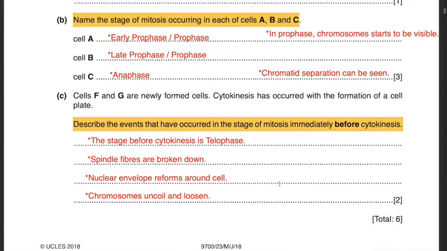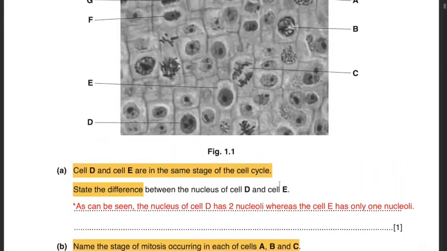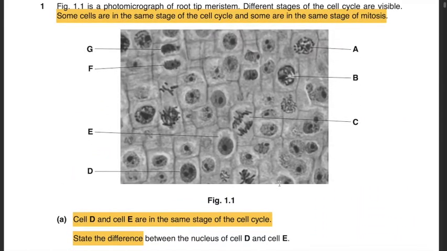Part B. Name the stage of mitosis occurring in each of cells A, B and C. Let's look at A, B and C. Cells A and B are in the same stage of mitosis, because the question does state that some cells are in the same stage of the cell cycle and some are in the same stage of mitosis. And what are the stages of mitosis? The stages of mitosis are prophase, metaphase, anaphase and telophase.